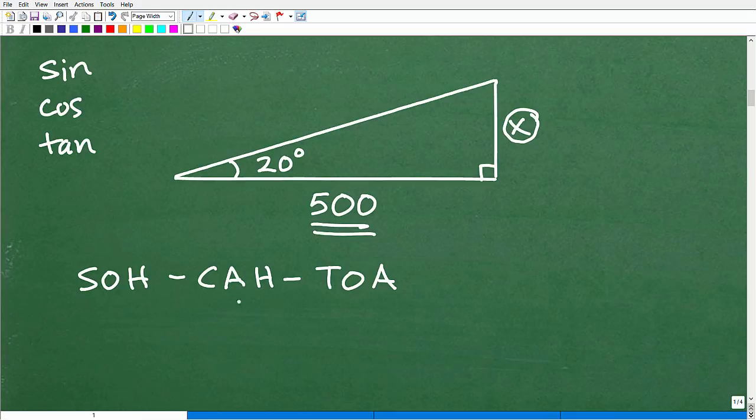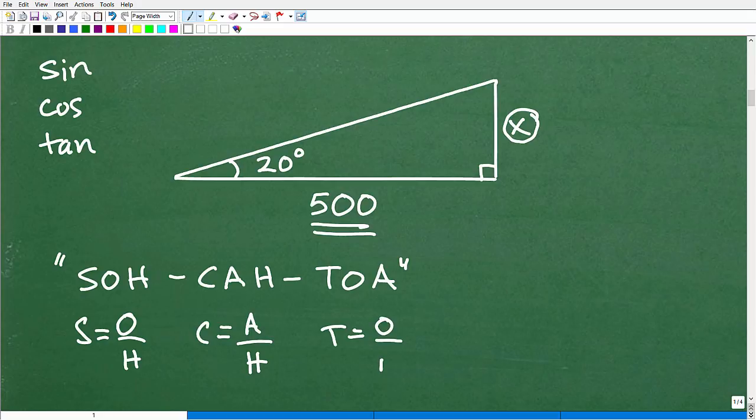So this SOHCAHTOA, I don't know if you're familiar with this, but you should be. The sine of an angle is equal to its opposite over the hypotenuse. The cosine is equal to the adjacent over the hypotenuse, and tangent is equal to opposite over adjacent. Now in this triangle, let me draw a little triangle right here. If this is my angle, 20 degrees, the longest side of a right triangle is always the hypotenuse, that's always h. So I don't have h here.